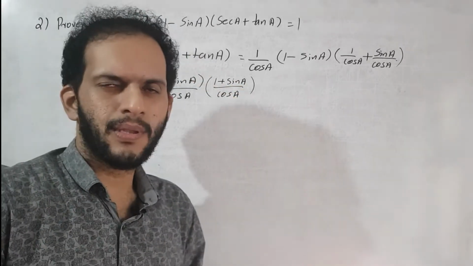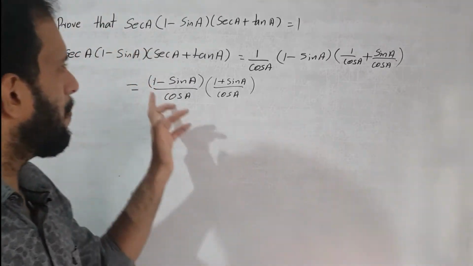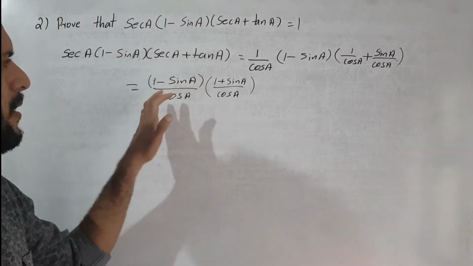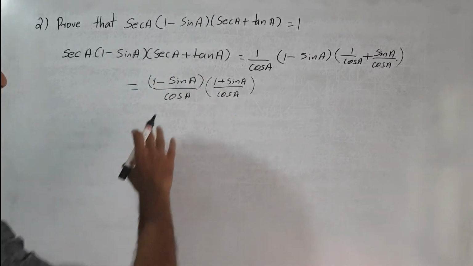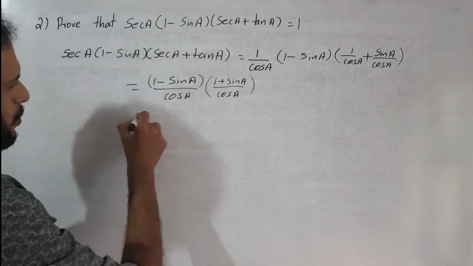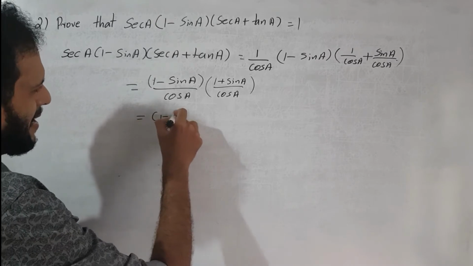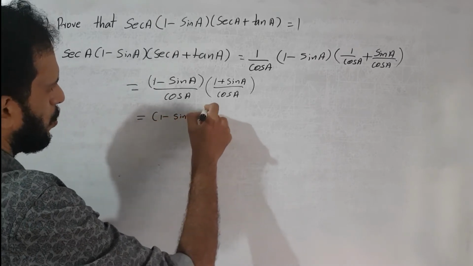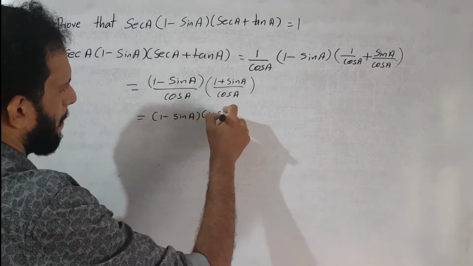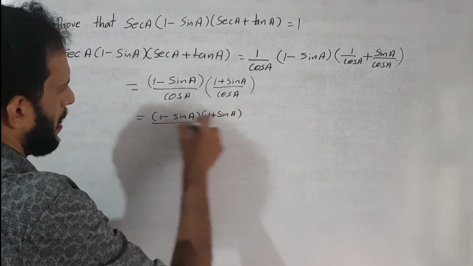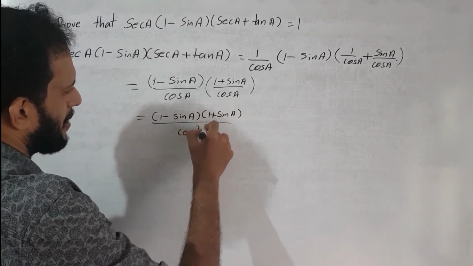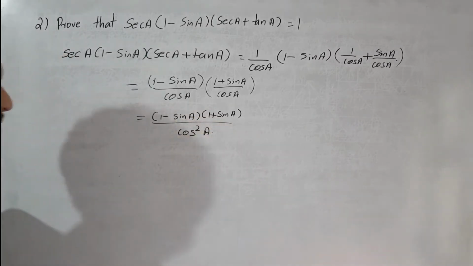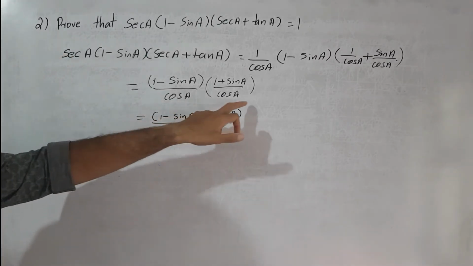Then what is the next step? The next step is we multiply the numerators and the denominators. This is a fraction form, so we multiply the numerator and we multiply the denominator. So then it is equal to 1 minus sine A into 1 plus sine A by cos A into cos A, which is cos A whole square. We are writing like this, cos square A. Cos A into cos A, what is that?